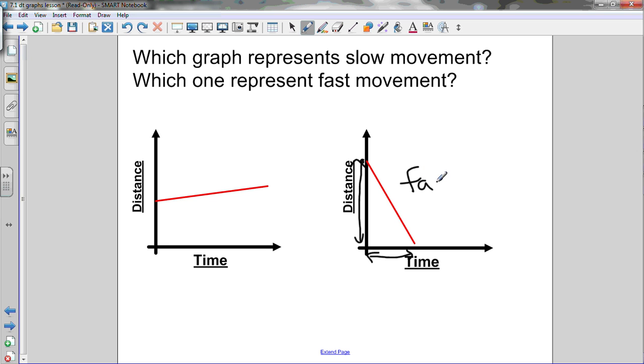Therefore, this represents fast movement, because the change in distance divided by change in time is going to be a much greater value than this one, where I don't cover very much distance at all. I really only cover this much distance over a long period of time. So my change in distance divided by time is going to be a very small number. So that's going to be a slow speed.